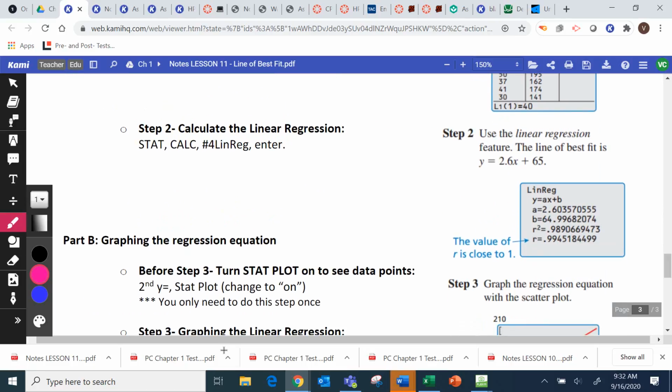What this is telling us is the equation of the line as y equals ax plus b. So we can write the equation of the line as y equals, we take our a value, which is about 2.60. We put it next to x, and we put plus, and then we do our b value, 64.65 by the time I round it.